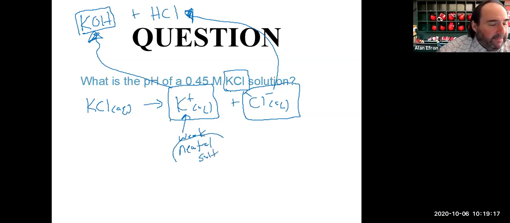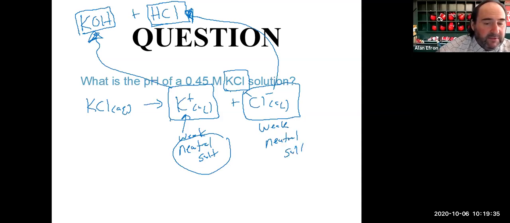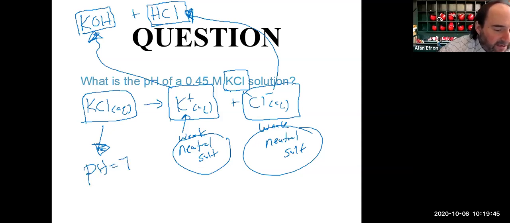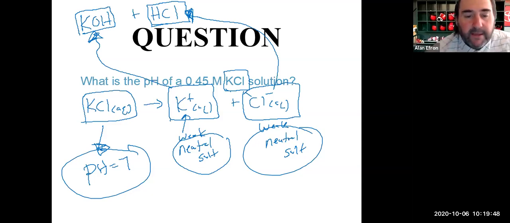So we wouldn't expect the K plus to do anything because it's from group 1. Cl minus came from HCl, which is a strong acid, which means again here, this should be relatively weak, and as we saw, would also be considered a neutral salt. Which means this altogether, both parts of it, is neutral and no calculation needed here. We would expect the pH here to be 7 in this case, which would be neutral. Question on the reasoning behind how we got there.